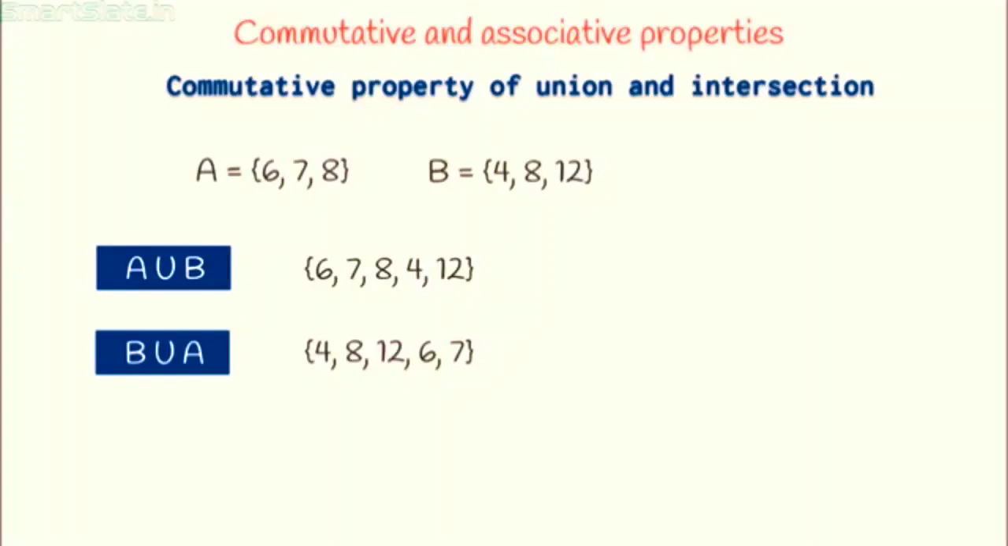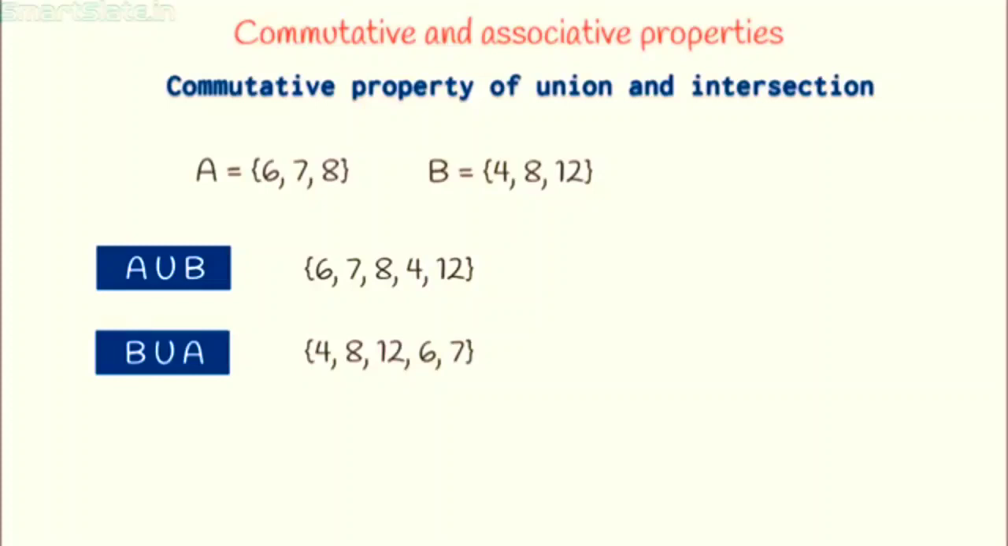Now observe the answers A union B and B union A. Both have the same elements. So A union B is equal to B union A. So the commutative property holds true under the union operation.